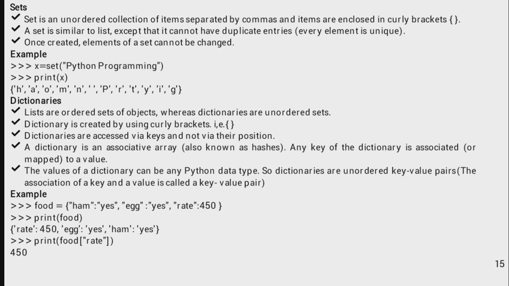Like dictionaries, lists are ordered sets of objects whereas dictionaries are unordered sets. Dictionaries are also created by using curly brackets. Dictionaries are accessed via keys and not via their position. The values of a dictionary can be any Python data type. So dictionaries are unordered key value pairs. Consider this example, food equals egg, and then rate, like that.